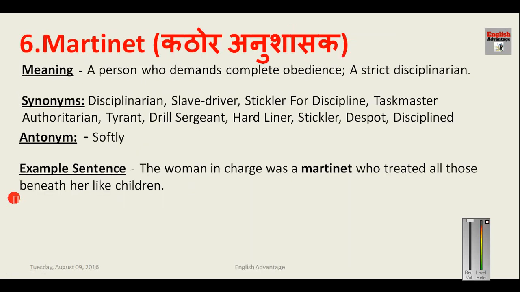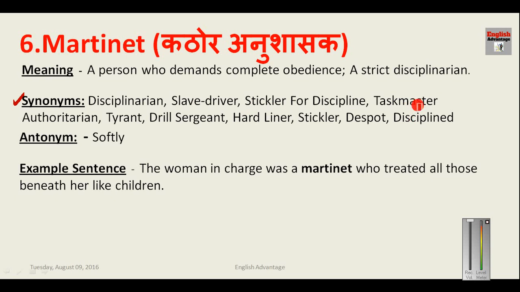Now let us look at the next word, martinet or mortinet. The correct pronunciation I think is mortinet. Mortinet, a person who demands complete obedience, a strict disciplinarian, or you can say stickler for discipline, taskmaster, authoritarian, tyrant, drill sergeant, hardliner, stickler, despot and disciplinarian. So these are the corresponding synonyms for this word. Disciplinarian, slave driver, stickler, very common, very important word.